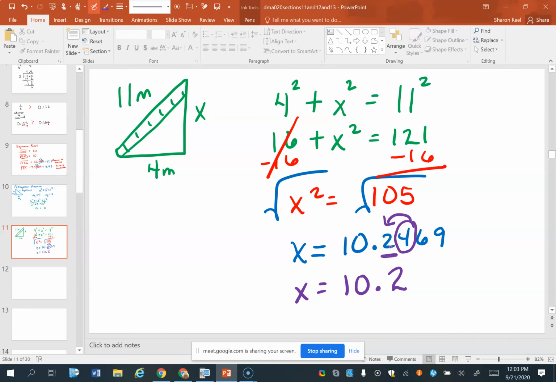And that, ladies and gentlemen, is sections 11, 12, 13, and we will work on sections 14 and 15 in our next class period.